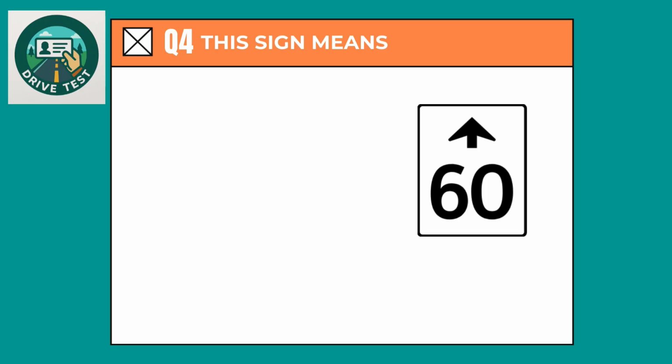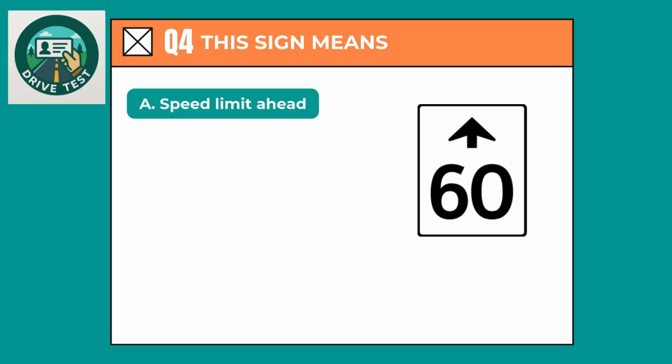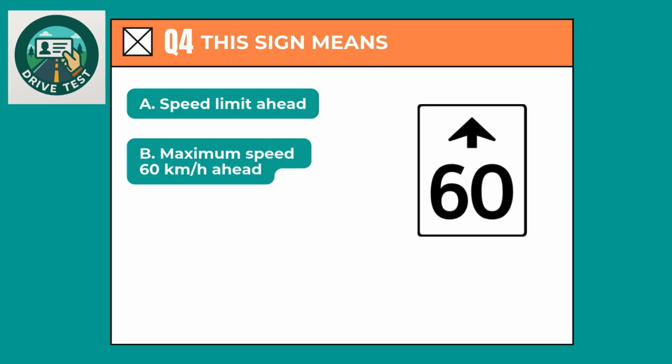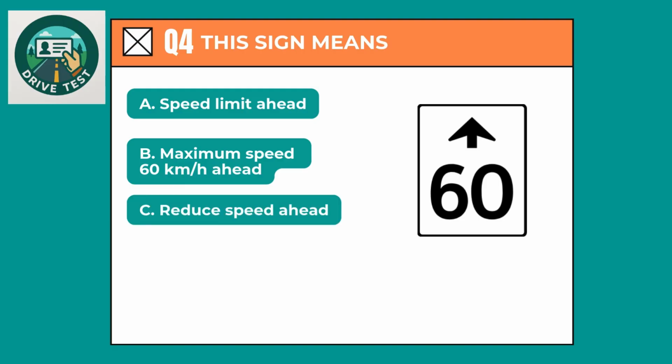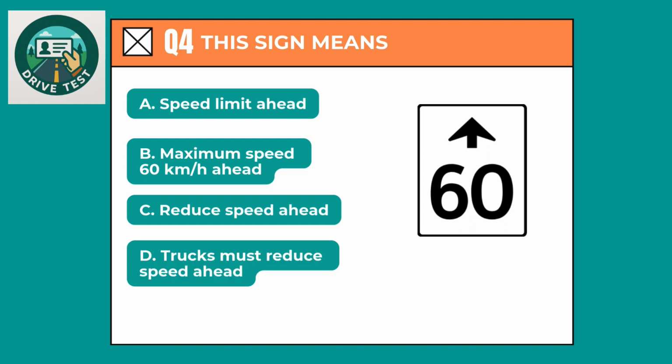Question 4. This sign means: A. Speed limit ahead. B. Maximum speed 60 km/h ahead. C. Reduce speed ahead. D. Trucks must reduce speed ahead. The correct answer is B. Maximum speed 60 km/h ahead.